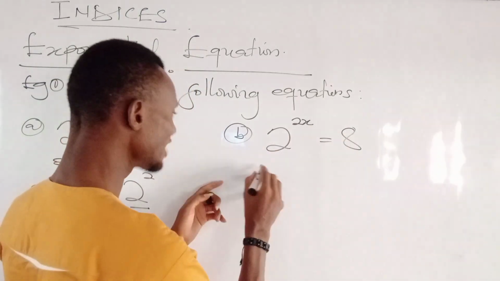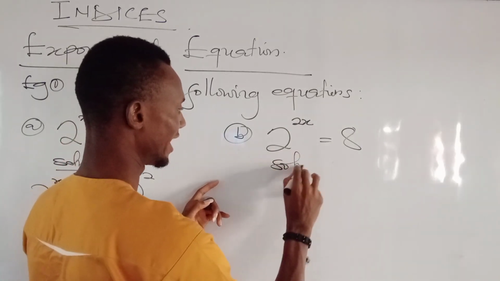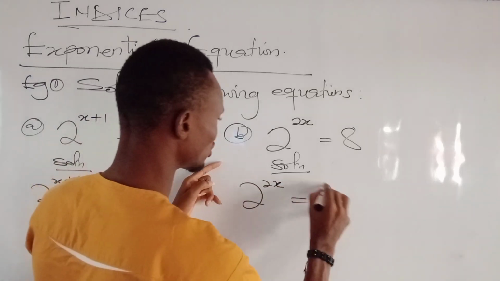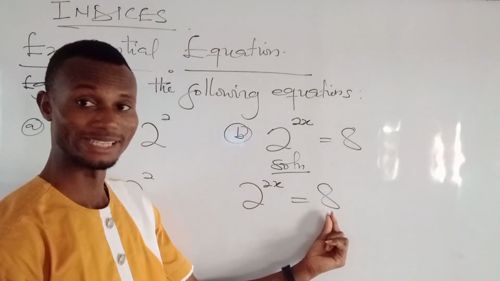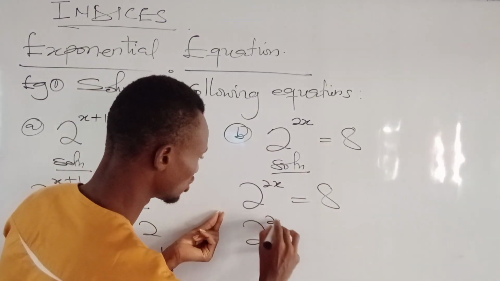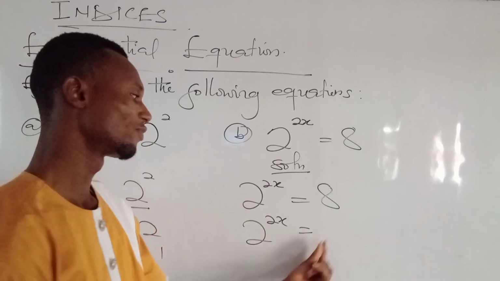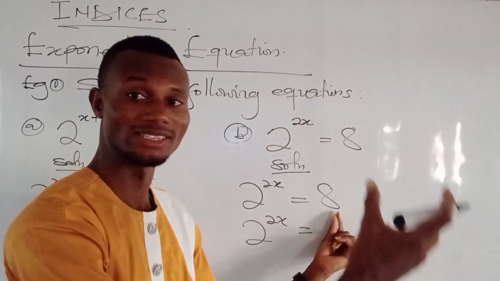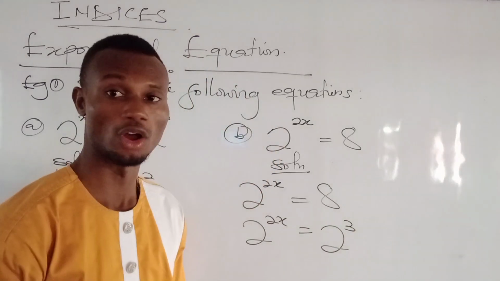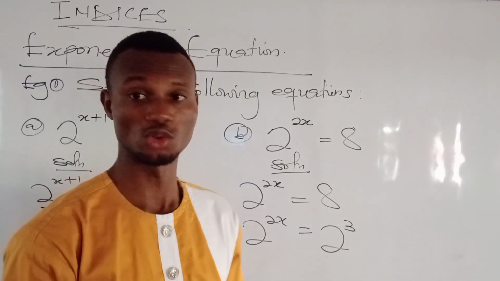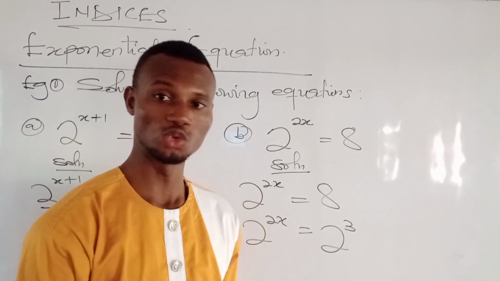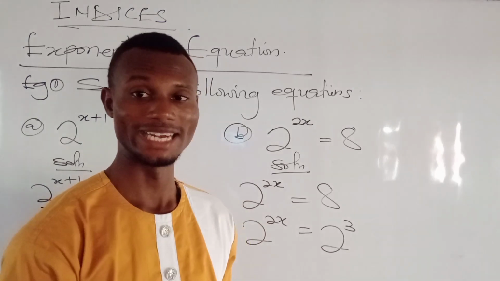Now let me write my solution and let's do it together. So I have 2 to the power 2s equals 8. I have to make sure the bases are the same before we can equate the powers. So let me repeat my 2 to the power 2s, equal to, now this 8, I have to write it as 2 to the power something, and that is going to be 2 to the power 3, because 2 to the power 3 gives you 8. 2 to the power 3 means 2 is multiplying itself 3 times, which is 2 times 2 times another 2, and that gives you 8.